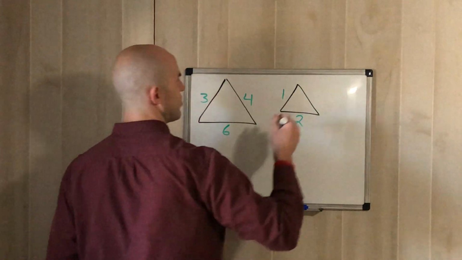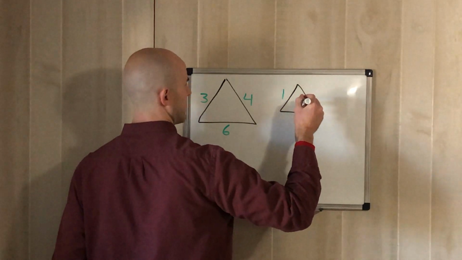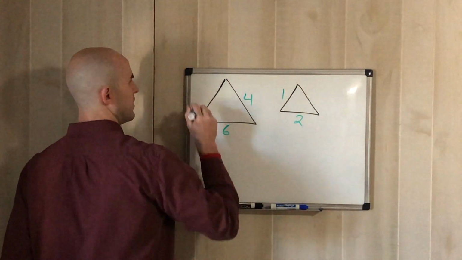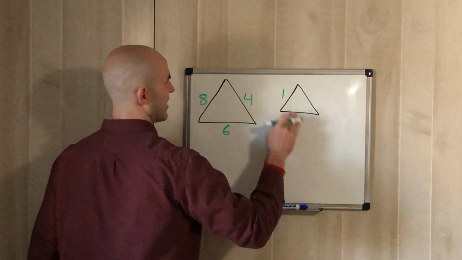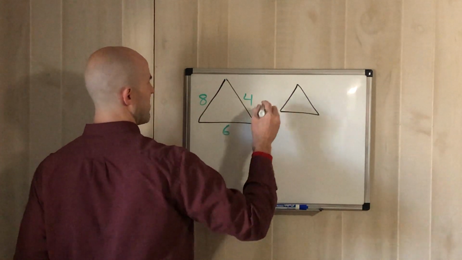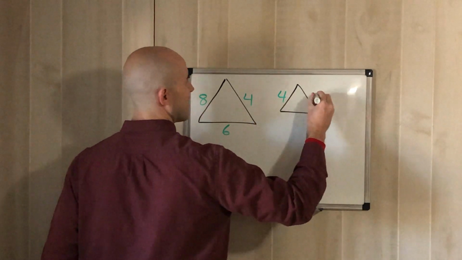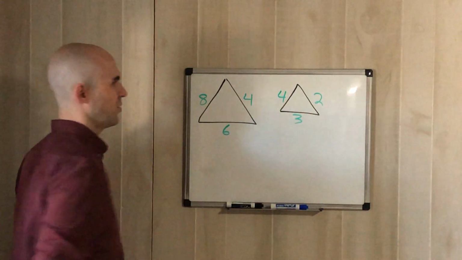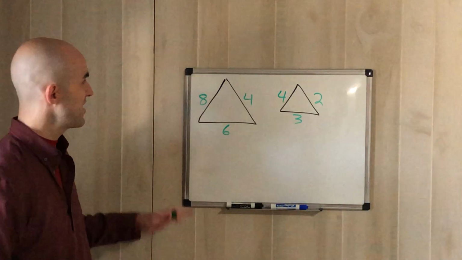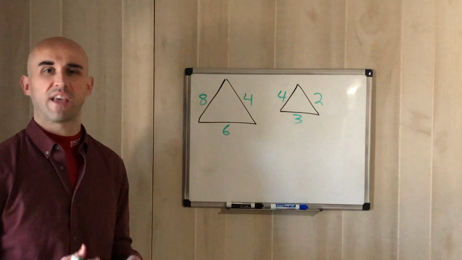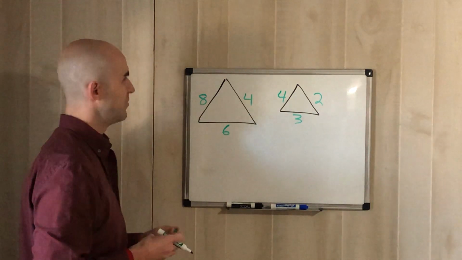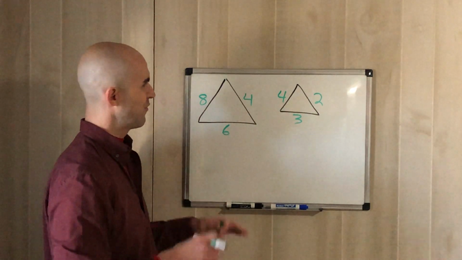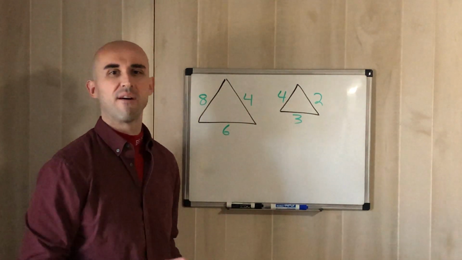Actually, I'm being dumb. Let's make this one 8. I'm just overthinking things, guys. I apologize for this. That's 4, that's 2, that's 3. We'll do that. I just wanted to make sure that this all came out exactly right for you guys to be able to analyze it.